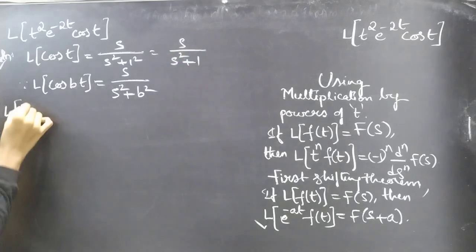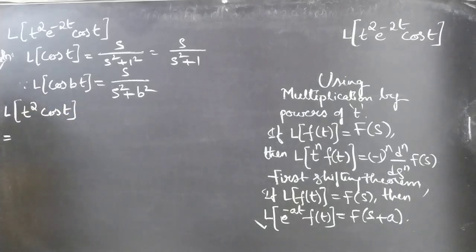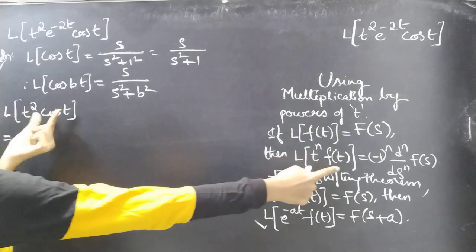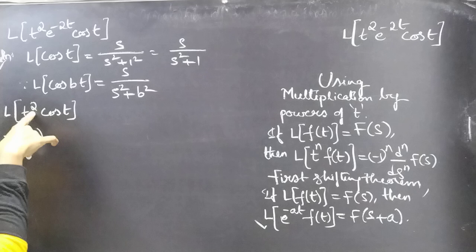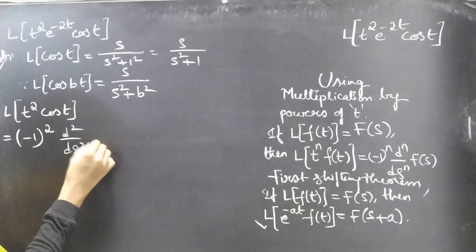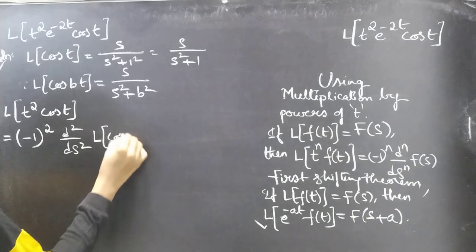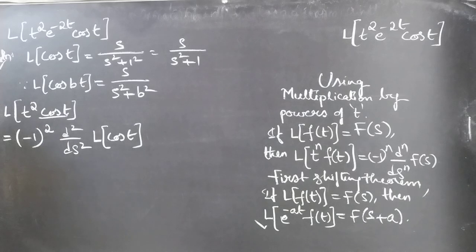Now coming to L of t square cos t, right? We know that multiplication by powers of t says that if L of f of t equals F of s, then L of t power n into f of t equals minus 1 power n, for n equal to 2. That is, the power of t is 2. So we'll get minus 1 power 2 into d square by ds square into F of s, that is L of cos t. Okay, because here our f of t is cos t.